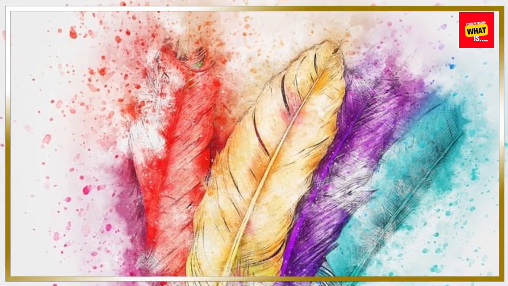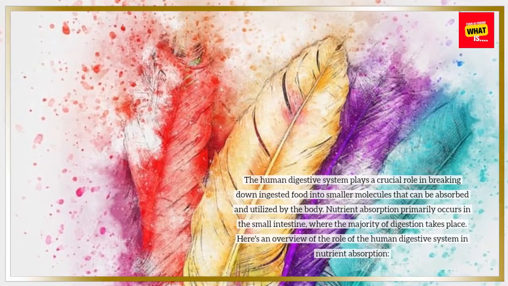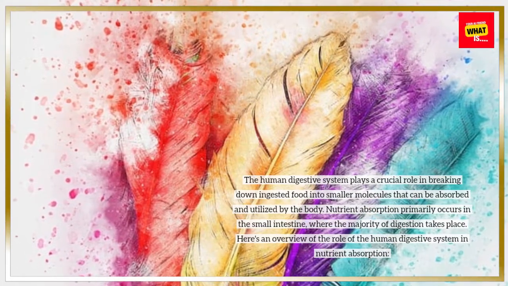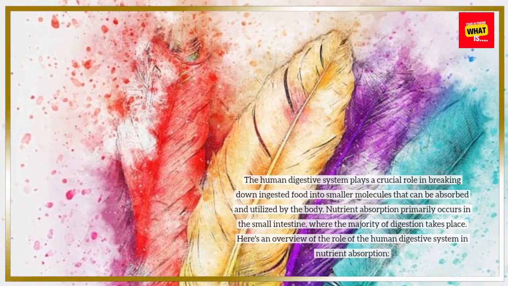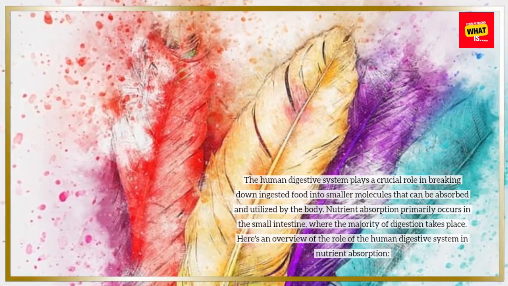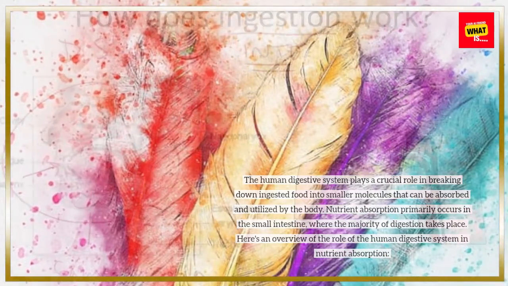The human digestive system plays a crucial role in breaking down ingested food into smaller molecules that can be absorbed and utilized by the body. Nutrient absorption primarily occurs in the small intestine, where the majority of digestion takes place. Here's an overview of the role of the human digestive system in nutrient absorption.